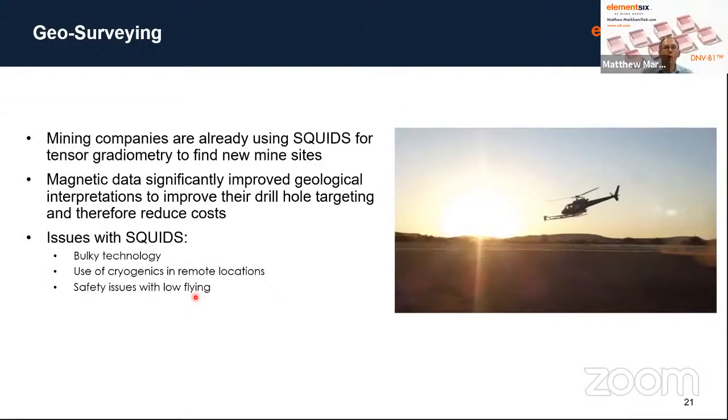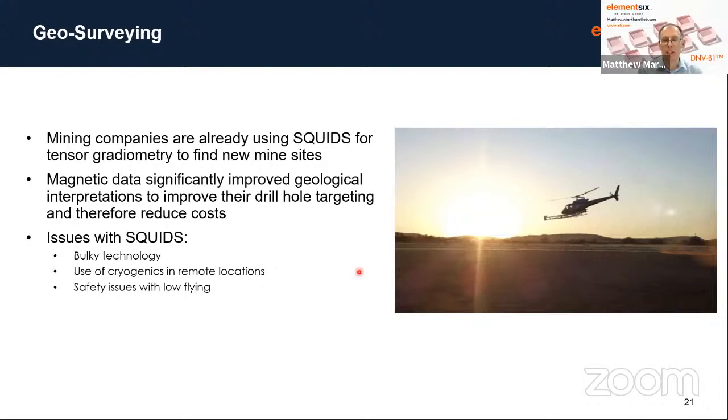So mining companies are already using SQUIDs for tensor gradiometry to find new mining sites. And the real benefit here is you're able to more accurately pinpoint where you want to drill and therefore reduce cost and reduce harm to the environment. But SQUIDs as a technology for geosurveying is actually quite challenging. It's a very bulky technology. So you can see this helicopter here has a large boom where your SQUID system sits on the end of that boom.